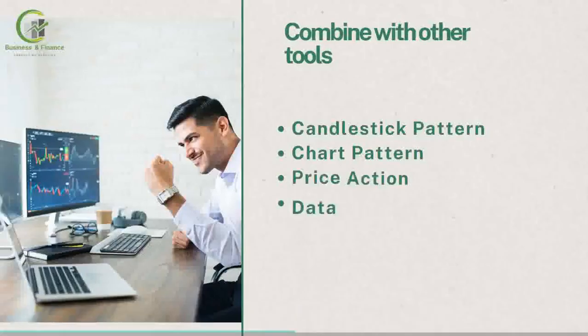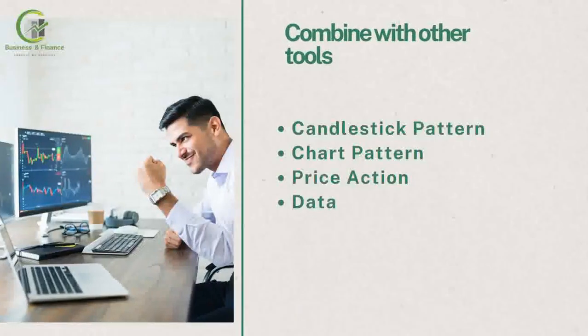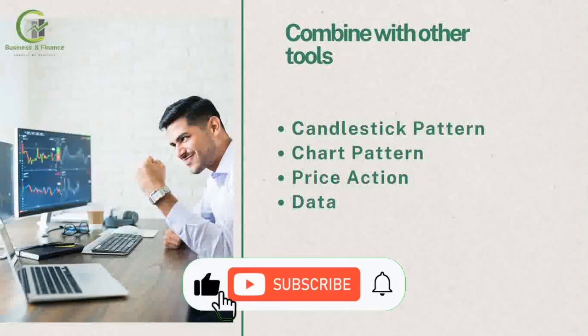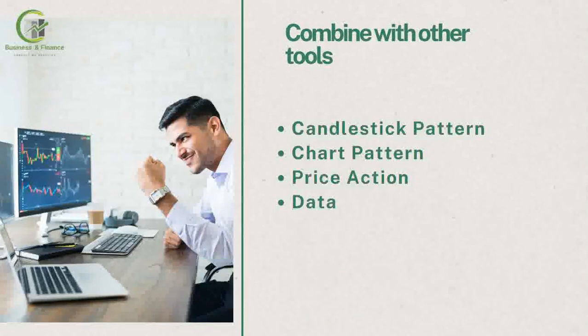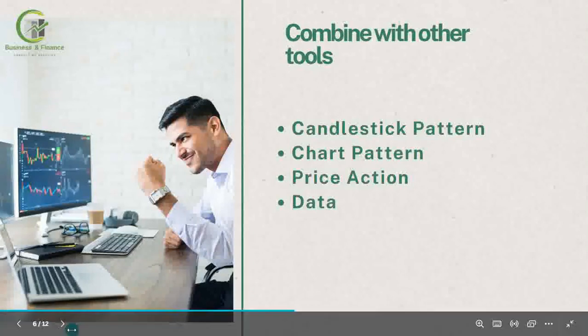So now, while trading, we should not use the Bollinger indicator as a single one, but we have to combine it with other tools like candlestick patterns, chart patterns, price action, and also with the help of data. This will provide us more confirmation and more confidence, and our accuracy will improve by almost 70 to 80%.